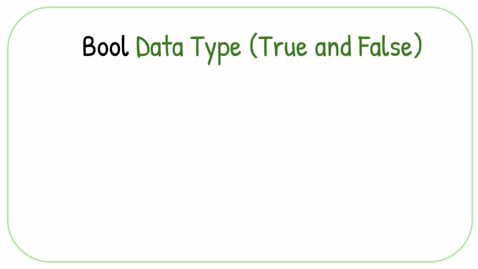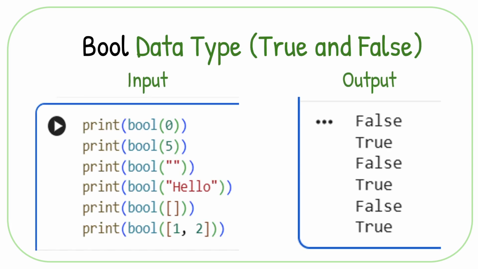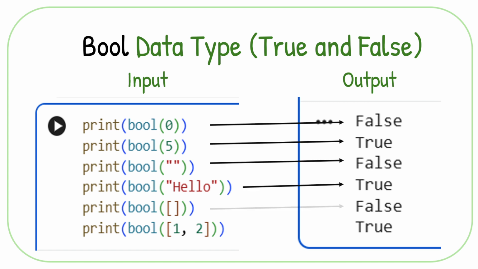Now let us discuss the Boolean data types. The bool data type in Python represents the Boolean values. There are only two Boolean values, that are true and false, that can be represented by this data type. Python internally represents 0 as false and any other number as true. A blank string is also represented as false. A condition will be evaluated internally to either true or false.